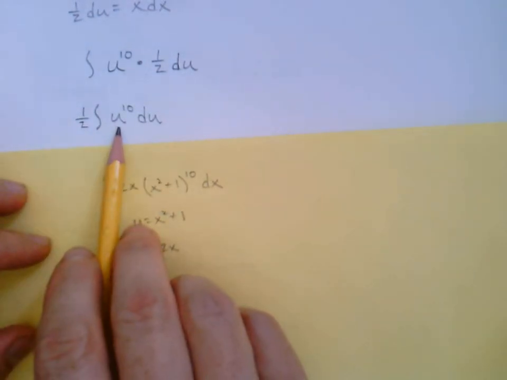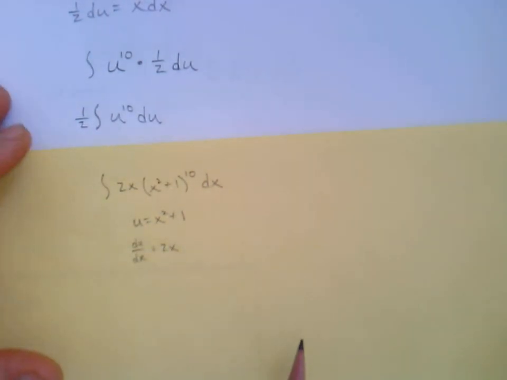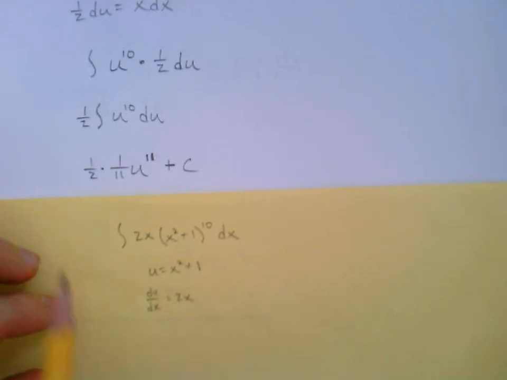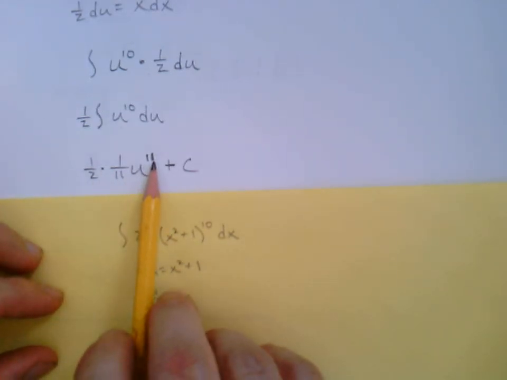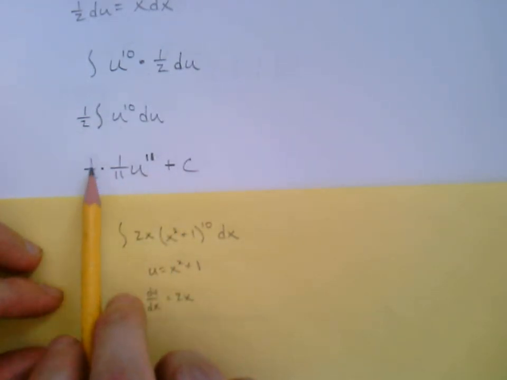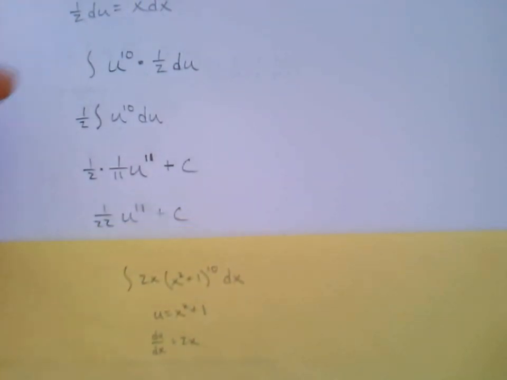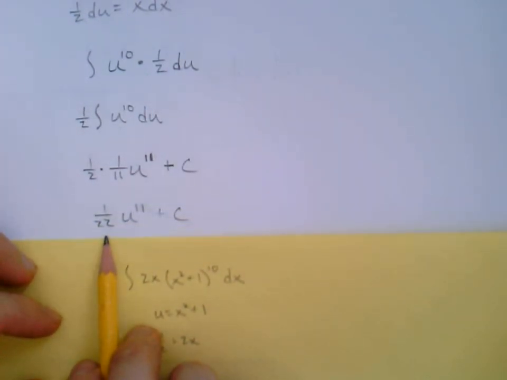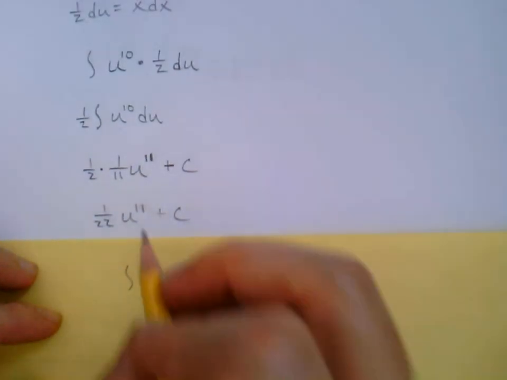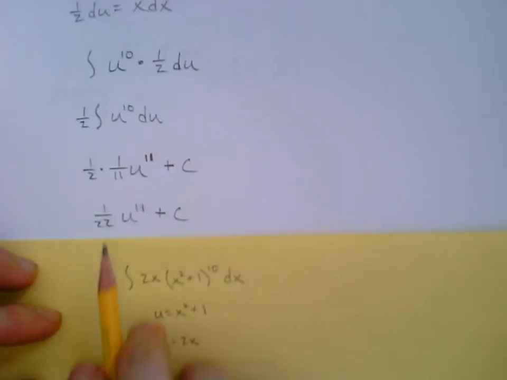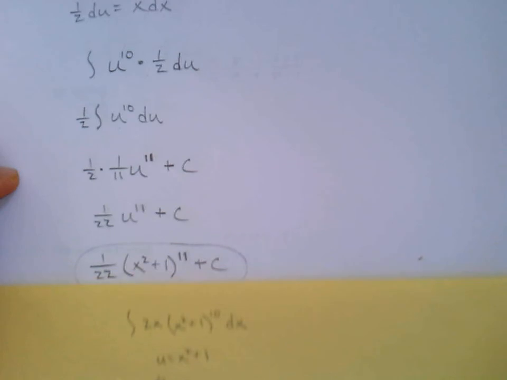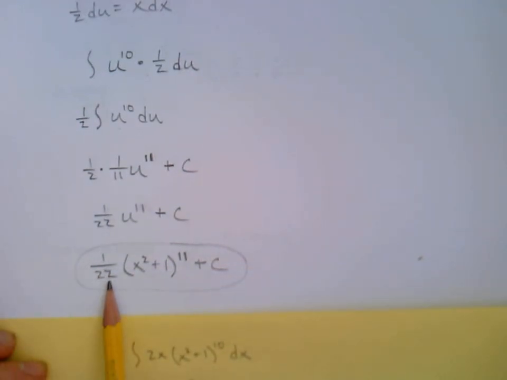Now I can perform that antiderivative. And if you remember, it was 1 over 11, u to the 11 plus c. That 1/2 carries along. So I can simplify that to 1 over 22. And finally, as my final answer, I've got to put my u back in. 1 over 22, x squared plus 1 to the 11th plus c. And I've got it.